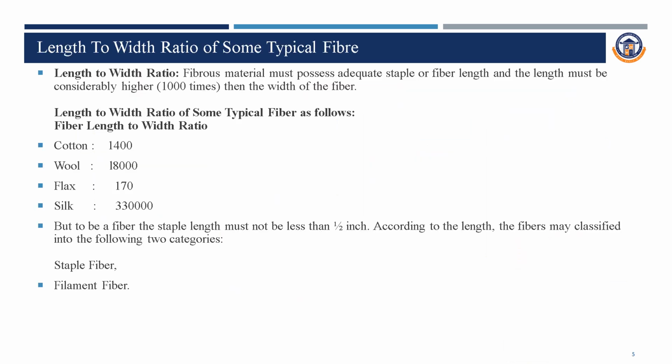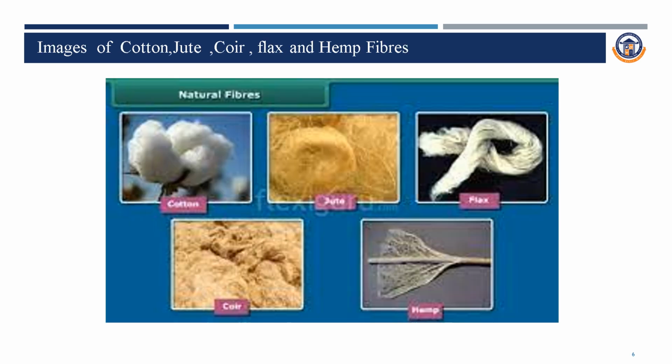Next we see the properties of fiber. In the first, length to width ratio, the length of the cotton fiber is 1400 and width is 1 mm. Next, wool is 1000 to 18,000, flax is 170, and silk is 33,000. Next we see the images of jute, cotton, coir, hemp and flax fibers.